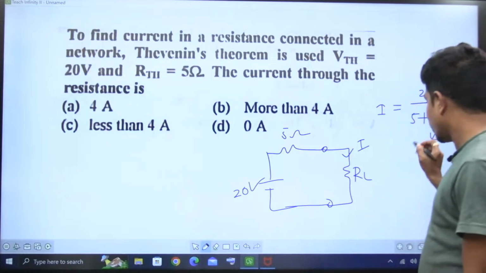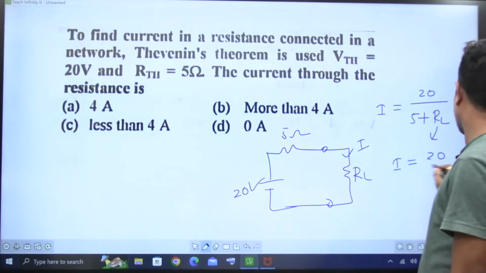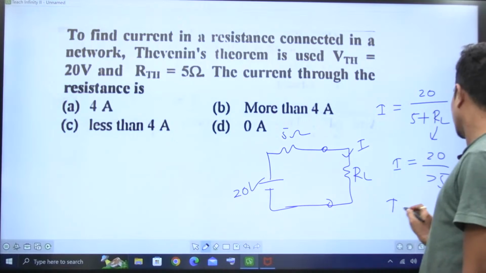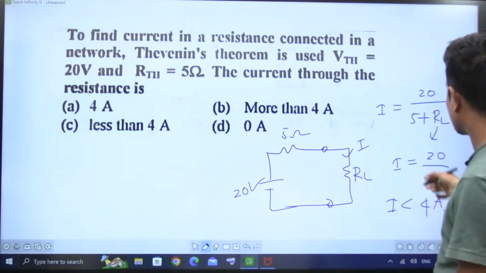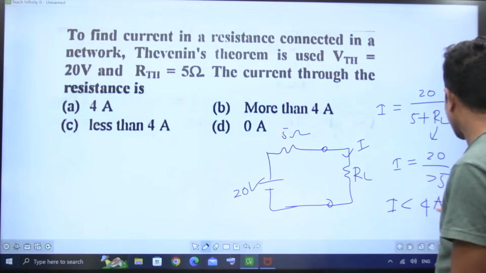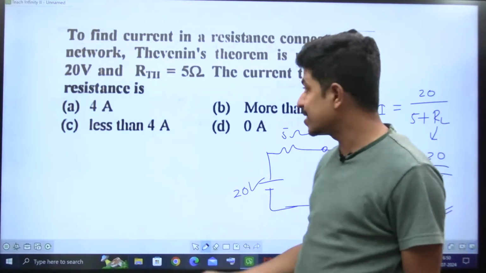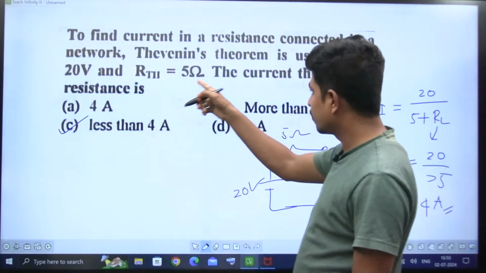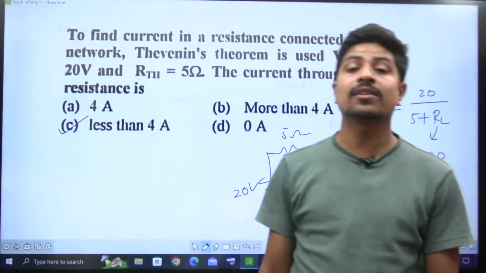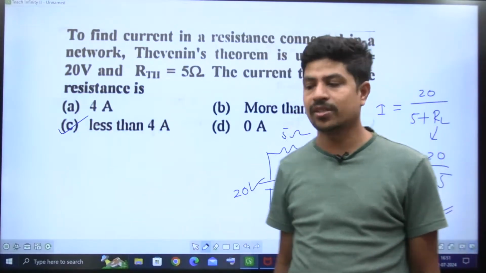See, 5 plus something is definitely greater than 5, so I, which is 20 divided by something greater than 5, is definitely less than 4 amperes. If RL is equal to 0, then I is going to be 4 amperes, but RL is greater than 0, a positive value, therefore it is less than 4 amperes. Without looking at the options, the question itself feels like insufficient data. Truly it is insufficient, but if you look at the options, it is sufficient, right?